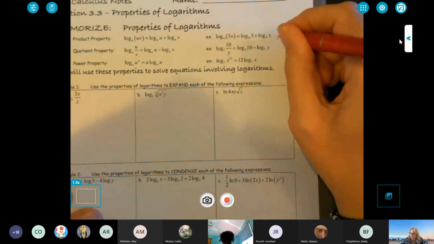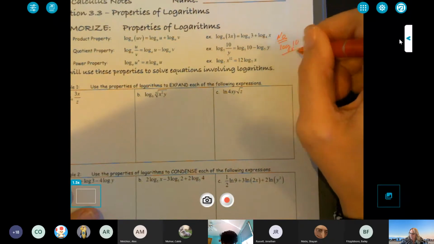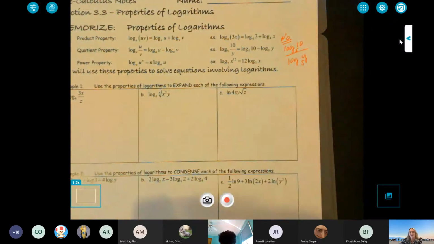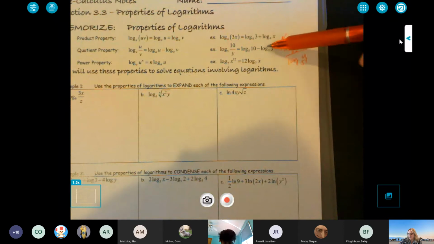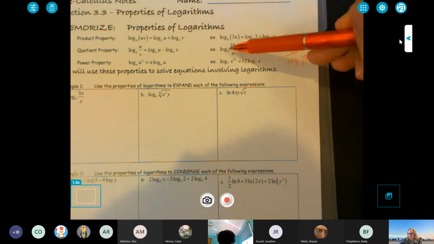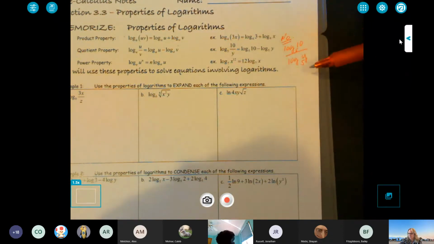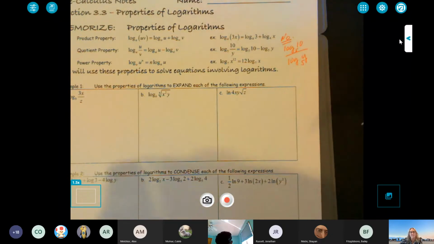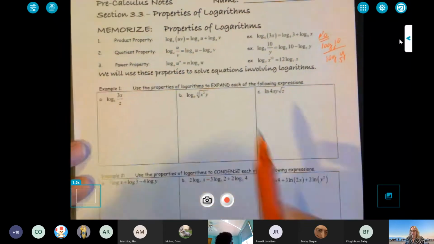I'm going to write down one thing you should not do. Do not tell me it's the log of 10 divided by the log of y. That would not make sense, and that's a common mistake that I see. It's not the log divided by the log. It's the log of the first divided by the second argument. So don't do this, because that's like telling me that 10 minus 6 is the same thing as 10 divided by 6, which is just not true.